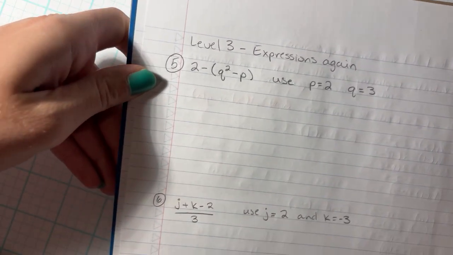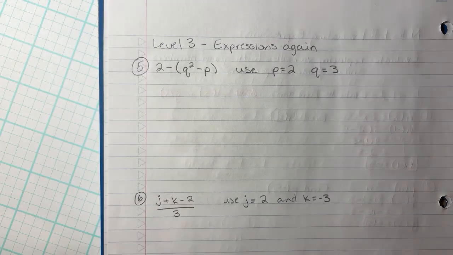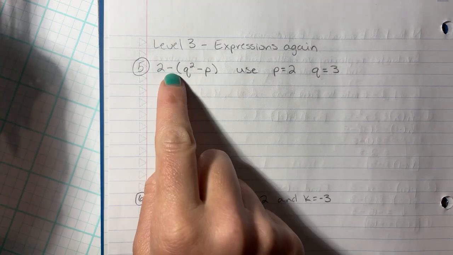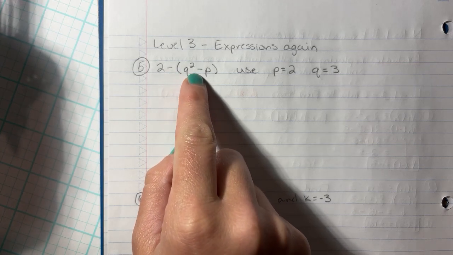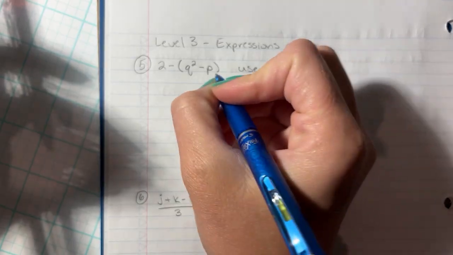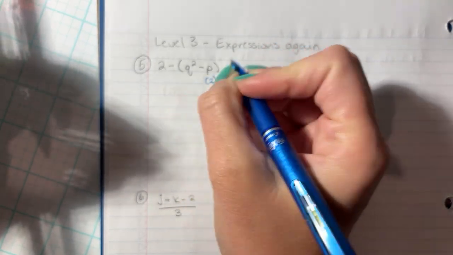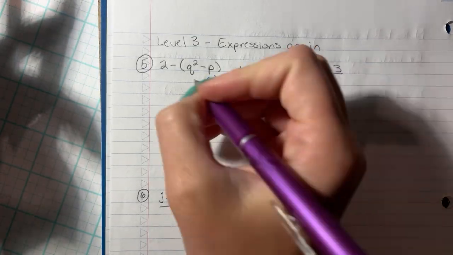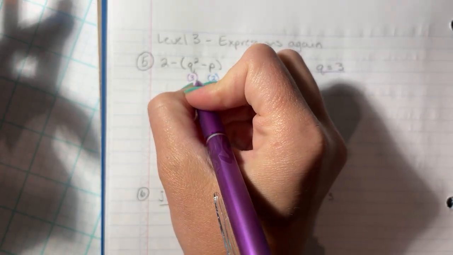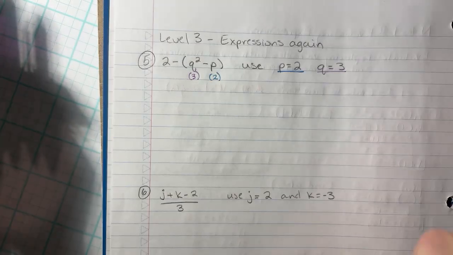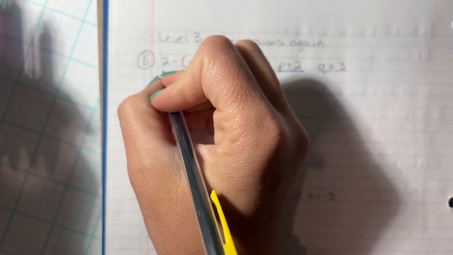And it's expressions again, but they just got more hullabaloo going on. You like that word? That's a fun word. So we got 2 minus parentheses q squared minus p. P is going to be 2, so I'm going to put a 2 right here where that p is supposed to be. Q is going to become a 3, so I'm going to put a 3 right here where that q is going to be. Everything else, all symbols that were still in there, they did not change.